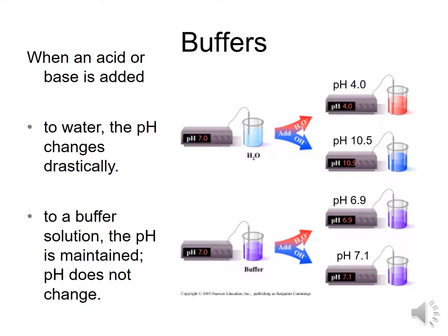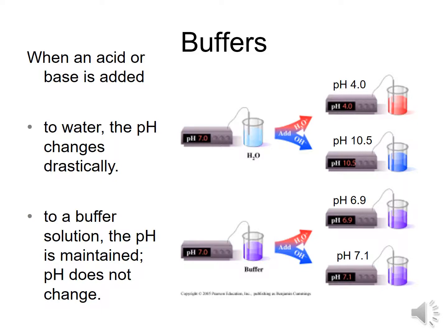Buffers. This is another topic we did not talk about in Chem 1. When an acid or base is added to a chemical called a buffer, the pH of the chemical will actually stay quite stable. However, if you add acid or base to water, the pH will change drastically. So a buffer is a chemical combination that will help to stabilize pH. For example, you need a buffer in your blood to keep the pH of the blood relatively constant.